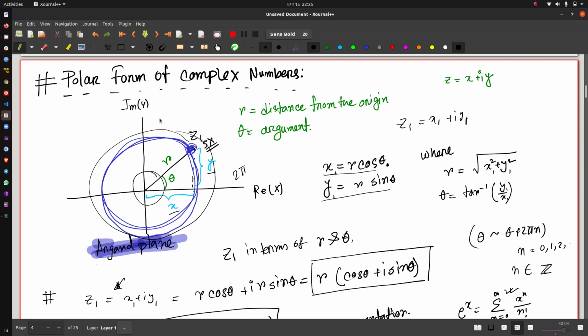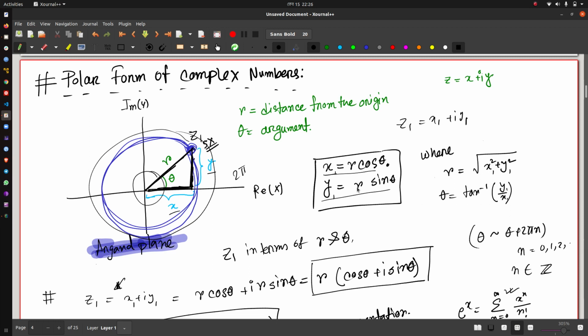Now from this triangle over here, let me just highlight it again, this triangle, you can easily derive the relations that are appearing over here, that is x equals r cos theta and y equals r sin theta. This is basic trigonometry. So this is one way to represent the components of a complex number from Cartesian coordinates to the polar coordinates.